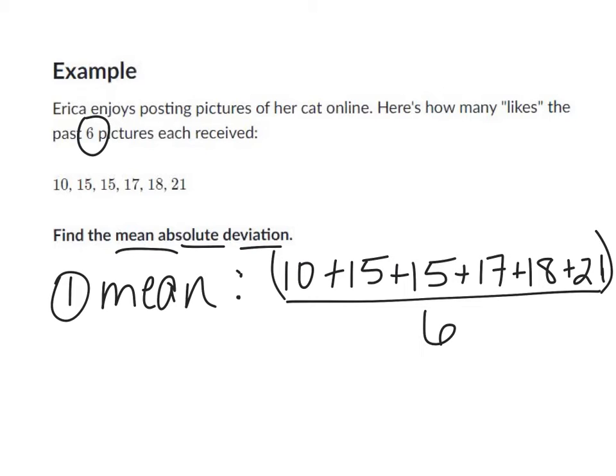Okay, 10 plus 15 plus 15 plus 17 plus 18 plus 21 is 96. And 96 divided by 6 is 16. So this is 16. That's my mean. Okay, so that's step 1.